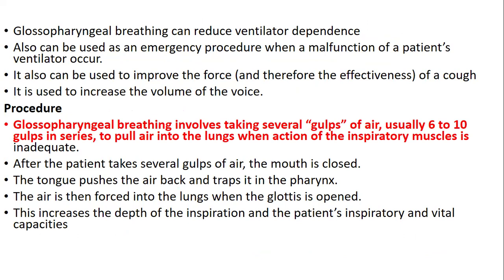Then breathe out. Glossopharyngeal breathing involves taking several gasps of air, usually 6 to 10 gasps in a series, to pull air into the lungs when the action of the inspiration muscles is inadequate. So this is a technique where the person gasps for air with the tongue protruding, keeps protruding the tongue in and out as a way of gasping for air, then compresses the air in.